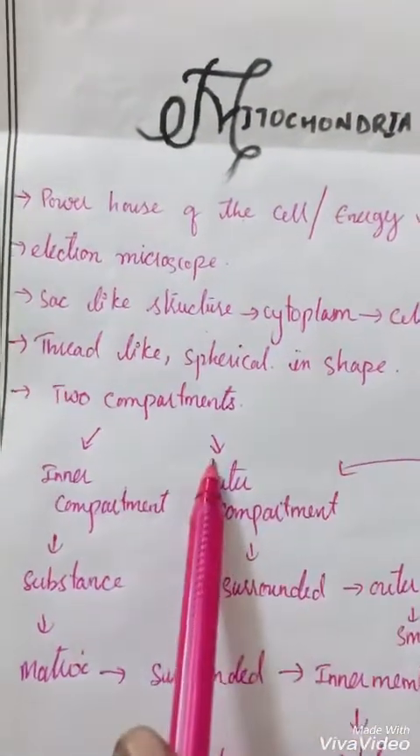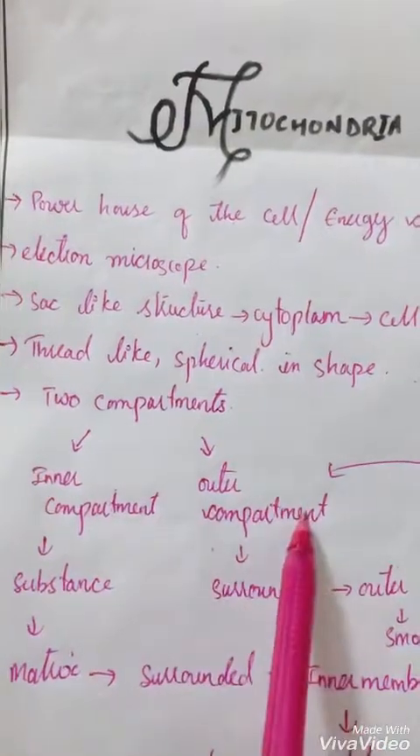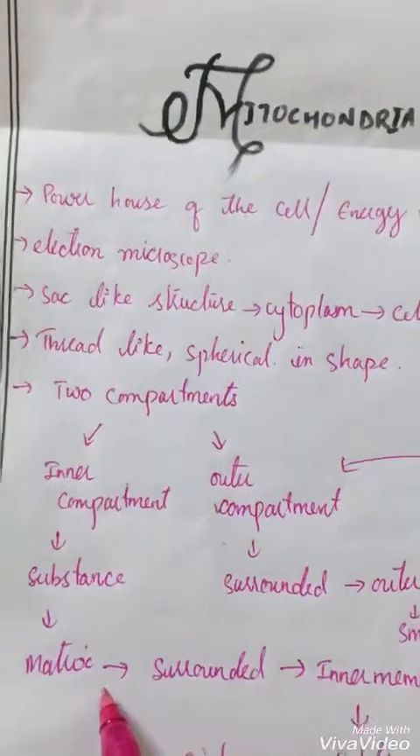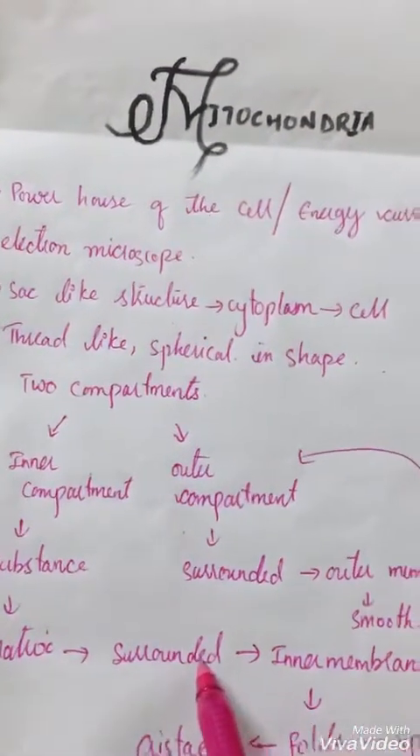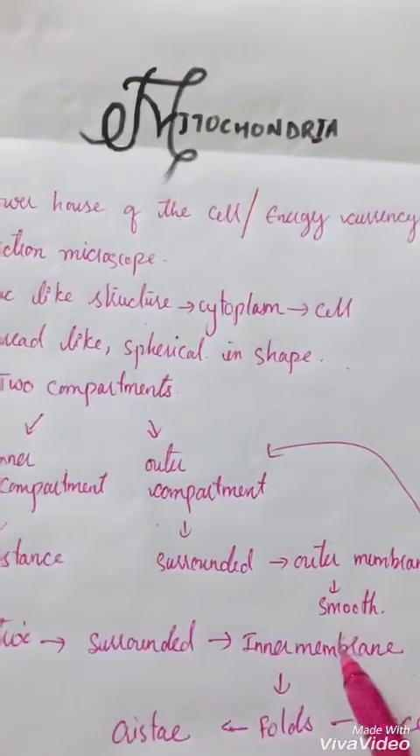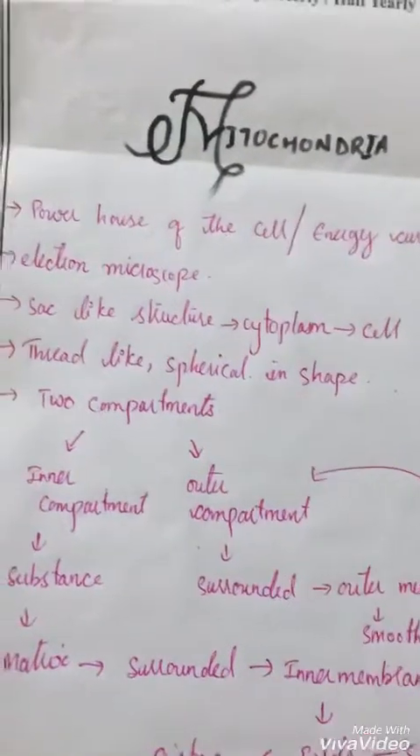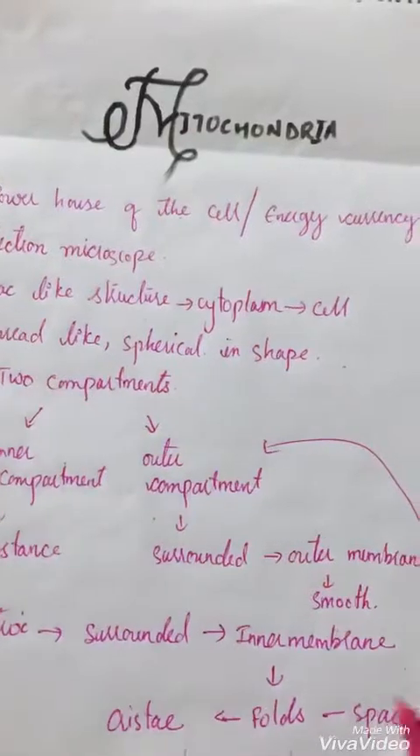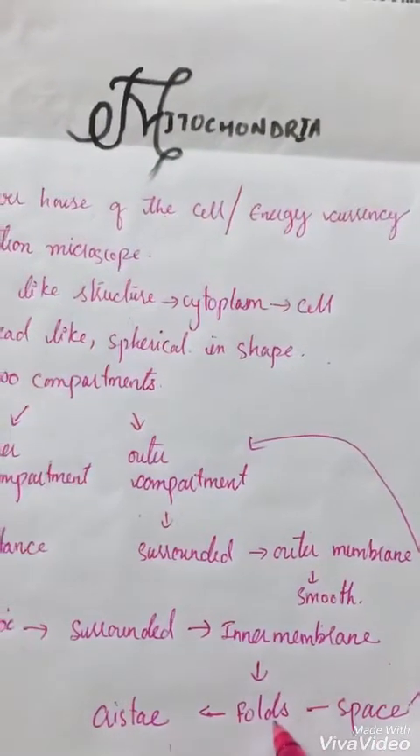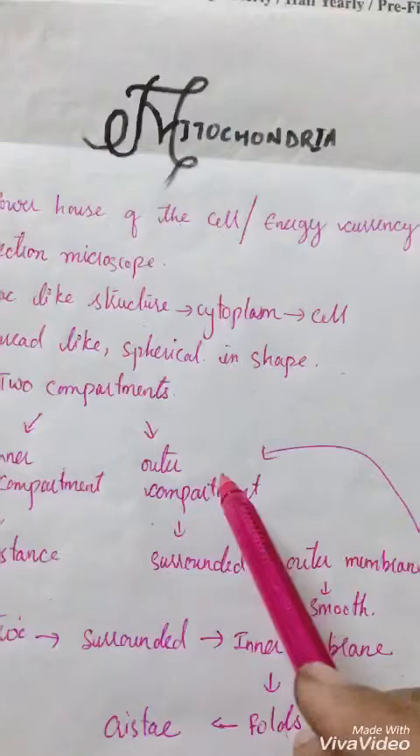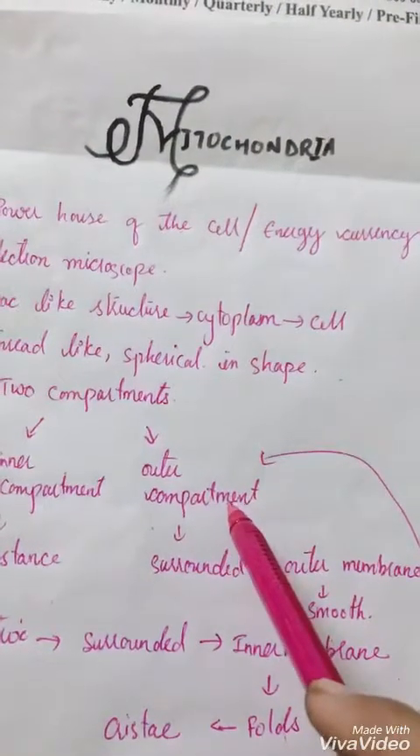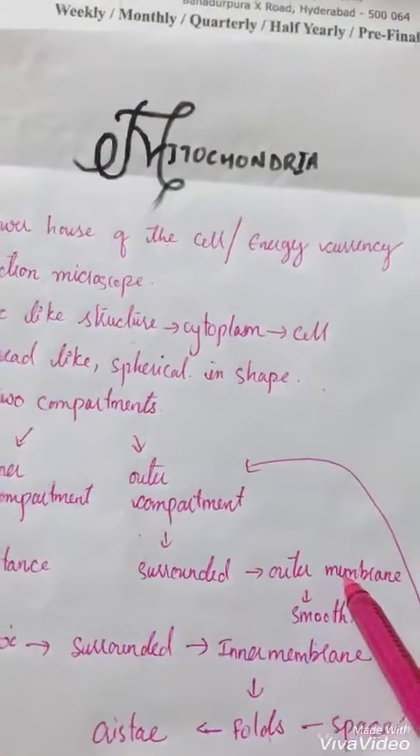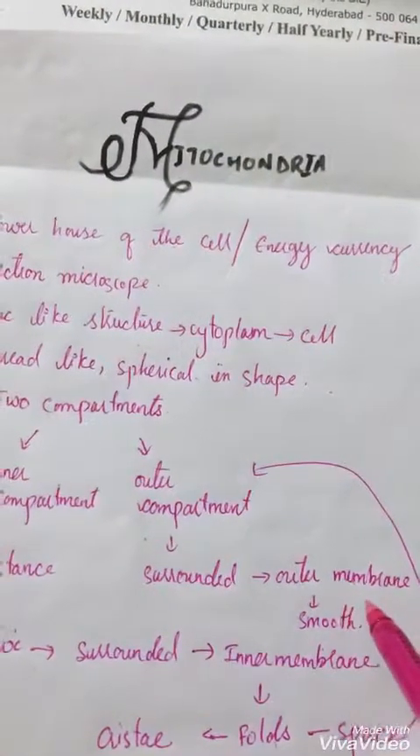It has two compartments, an inner compartment and an outer compartment. The substance present in the inner compartment is known as matrix and is surrounded by a membrane known as inner membrane. This inner membrane has many folds known as cristae. The spaces between these folds are continuous with the outer compartment, and this outer compartment is surrounded by a membrane known as outer membrane. These are smooth and have no projections in them.